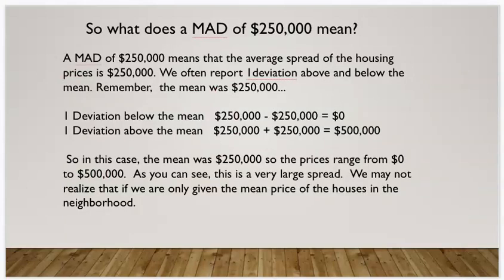So what does a MAD of $250,000 mean? Well, it means that the average spread of the housing prices is $250,000. We often report that within one deviation above and below the mean is typical. Remember, the mean was $250,000. So one deviation below the mean would be $0, and one deviation above the mean would be $500,000. So this spread is very large. We may not realize that if we're only given the mean prices in the neighborhood, we need a measure of spread to go along with it.